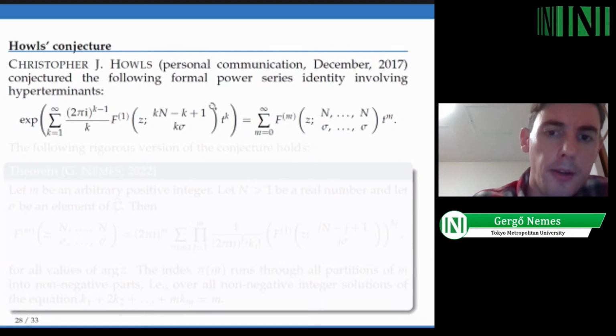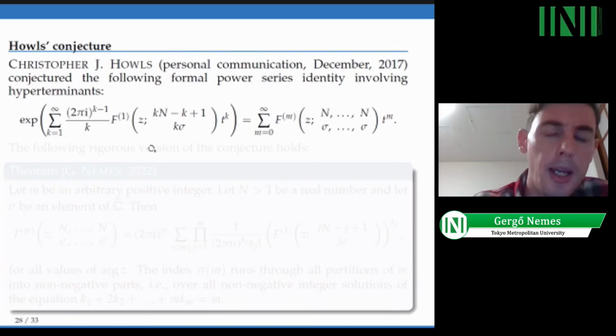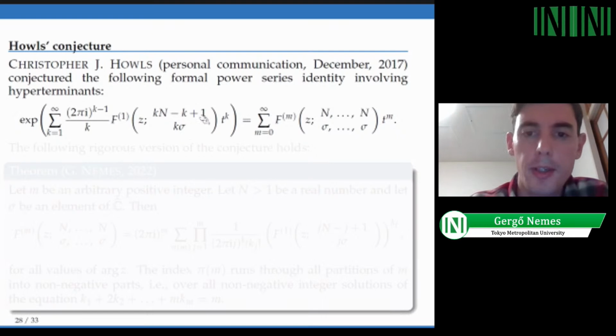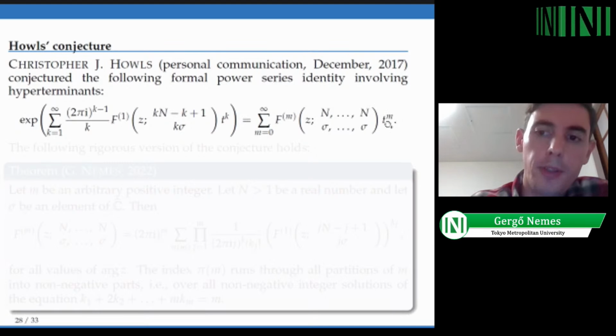So we take a formal power series in t, and the coefficients are given by certain F1 hyperterminants. The variables are z, capital N, and sigma, and k is the running index. And Chris claims that if you take the exponential of this formal power series and expand it in powers of t, then the coefficient of t to the m in the result must be this F_m hyperterminant, where all the n's are the same and all the sigmas, the singulants, are the same.